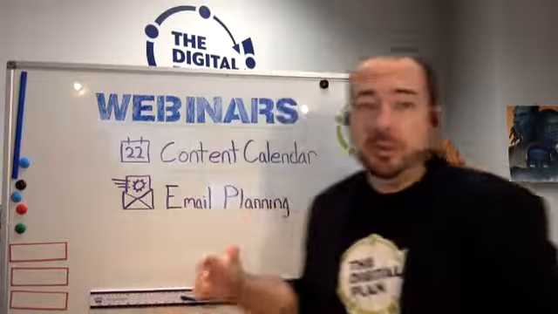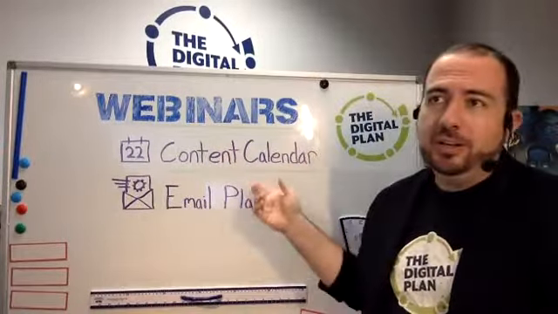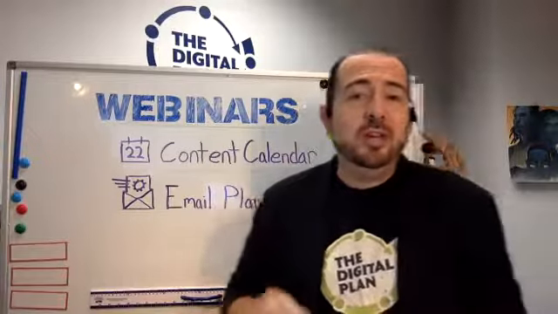So we like to always kick it off with what trainings we're offering on the webinar side this week. And this week we've got two of our classic ones that are really popular and just really crucial to everyone's digital strategy. Number one is the content calendar. That is Tuesday at 2 p.m. Eastern, 11 a.m. Pacific time.